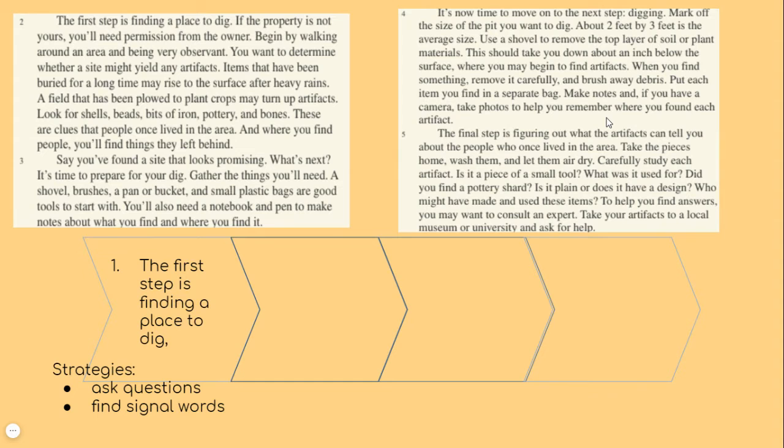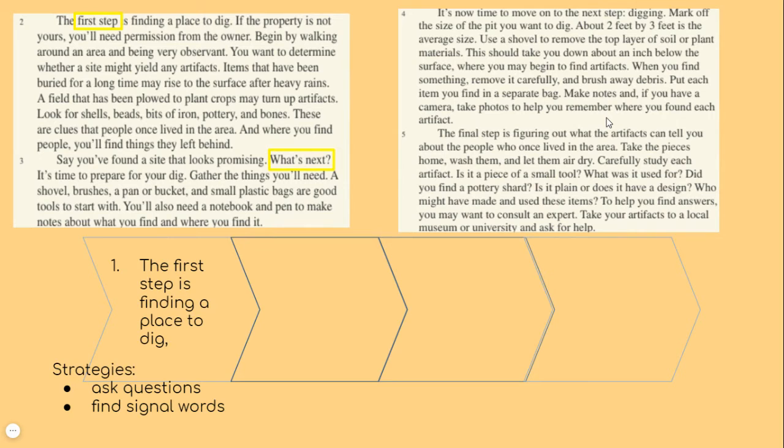Another way to identify text structure is to look for signal words. As you read about how to conduct an archaeological dig, you can look for words that tell you when and in what order to do certain steps. The author tells readers what step to take first. The words "the first step" signal this text has a procedural structure. We know how to read to find out what to do next. Let's look for signal words that tell us the other steps in conducting an archaeological dig to finish the chart.